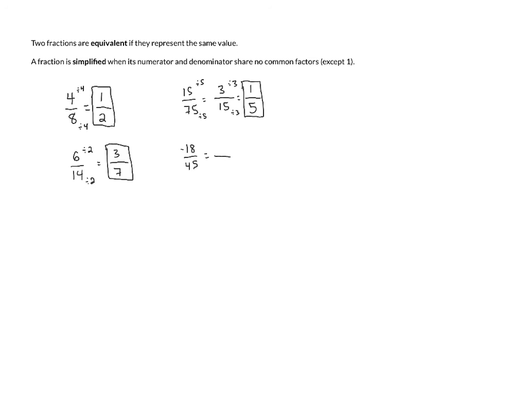So we said that the top and bottom were divisible by 9. If we take -18 and divide it by 9, we get -2. And on the bottom, if we take 45 and divide it by 9, we get 5. So in the end, this fraction in its simplified form is -2/5.